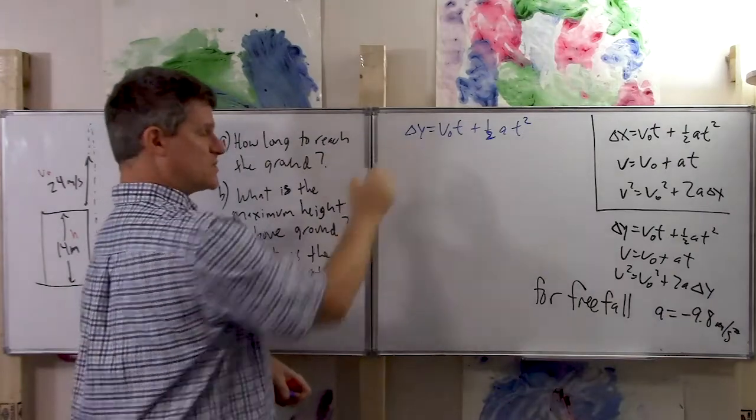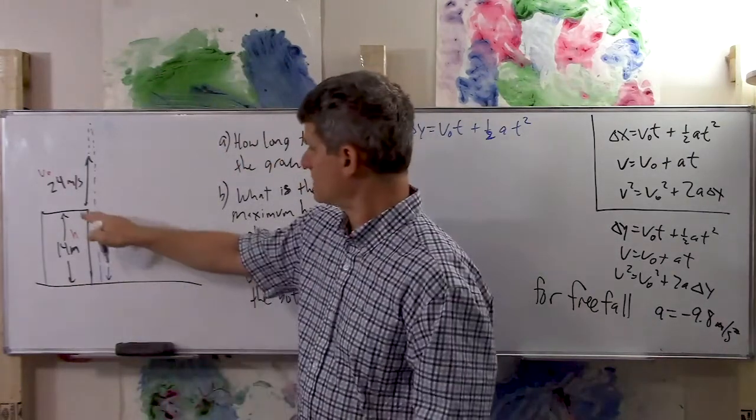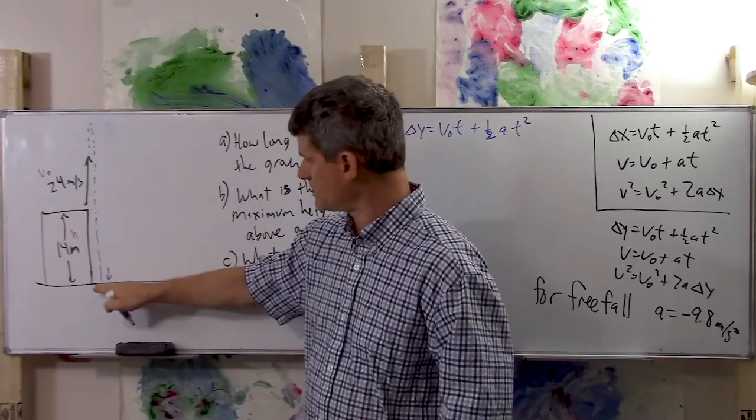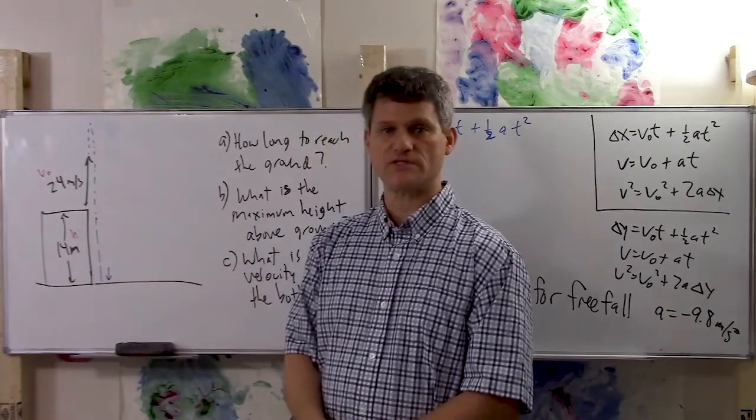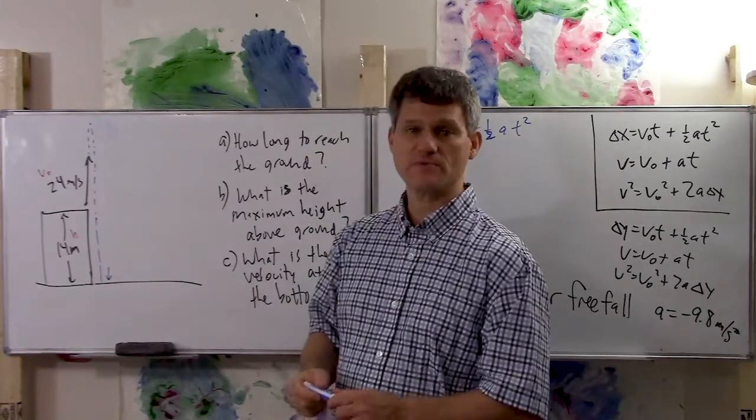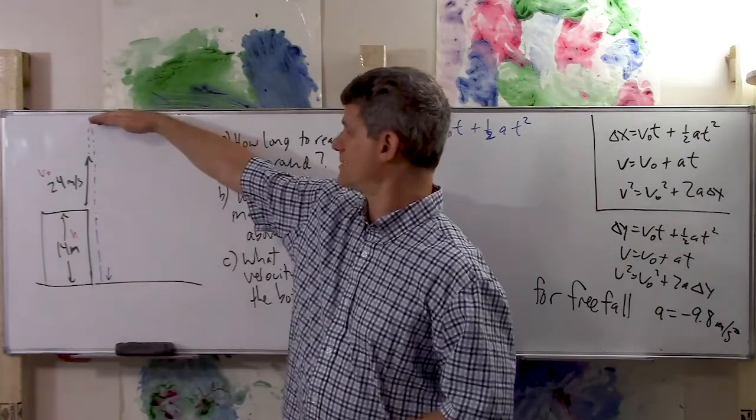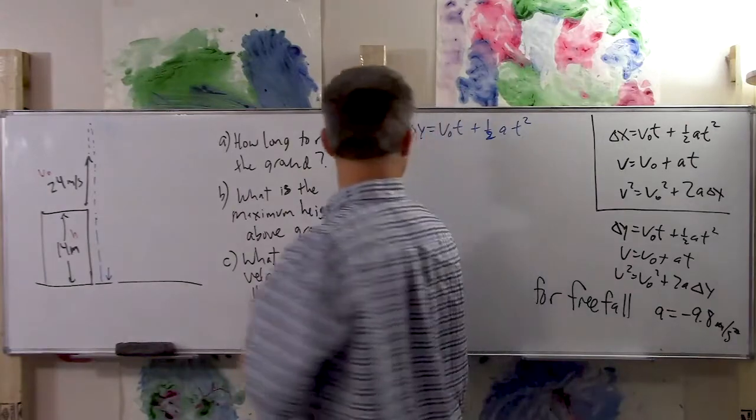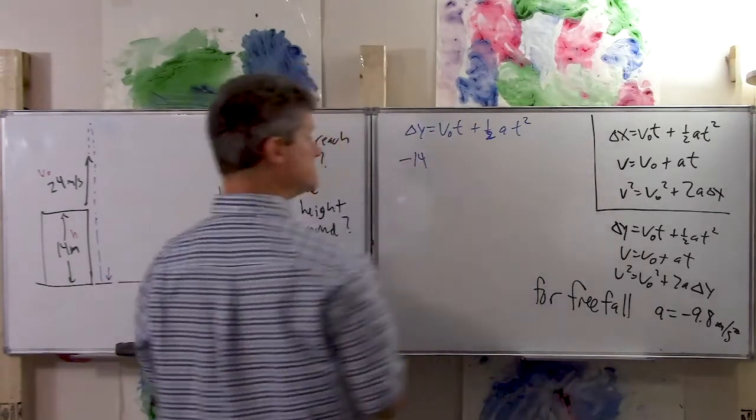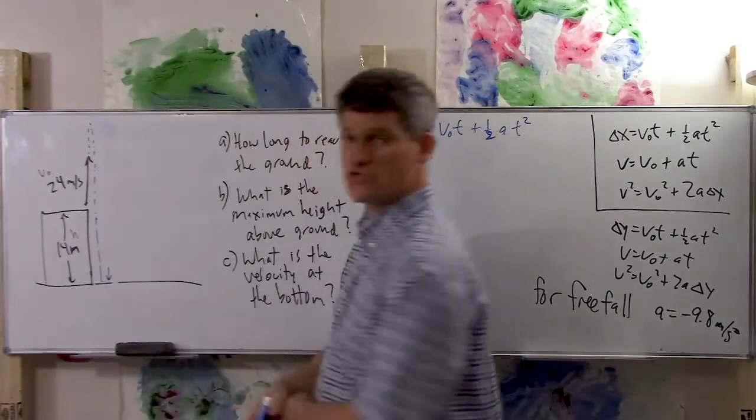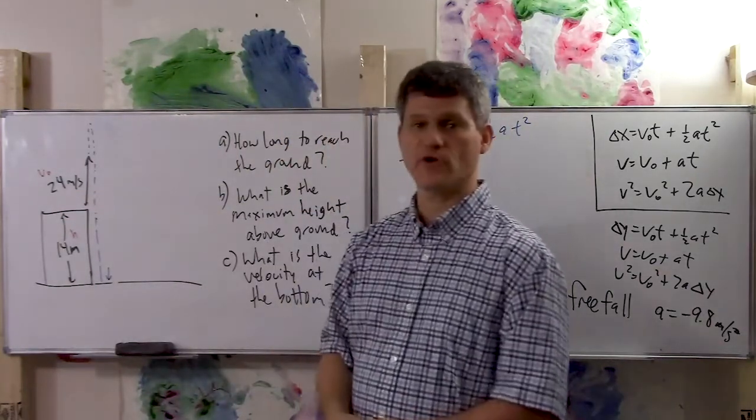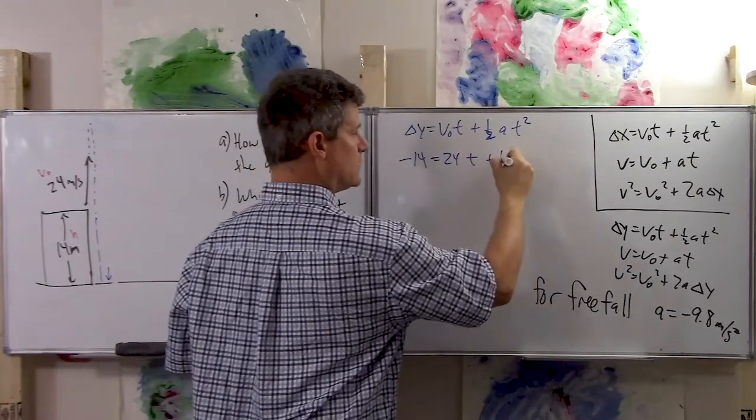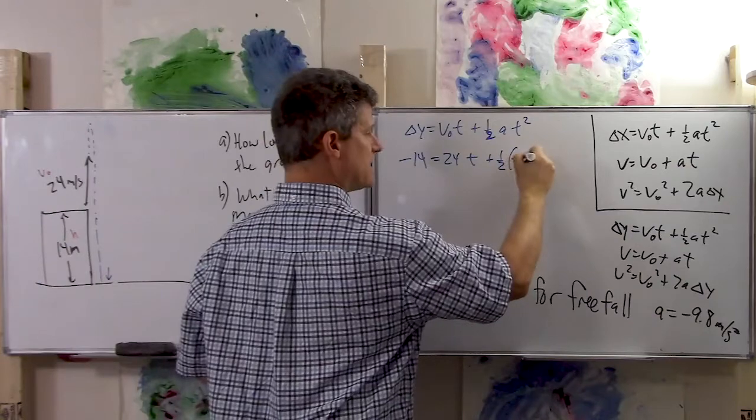All right, what is our delta y? Our delta y is the displacement from here to the bottom. So it starts here and finishes here, so the displacement is negative 14 meters. If the displacement were positive 14, that means that it would finish somewhere above where it started. But when it finishes below where it started, then the displacement is negative. So delta y is negative 14. Now what's our initial velocity? v0, we're given that, 24 meters per second. 24, t, we don't know. 1/2, acceleration is negative 9.8.